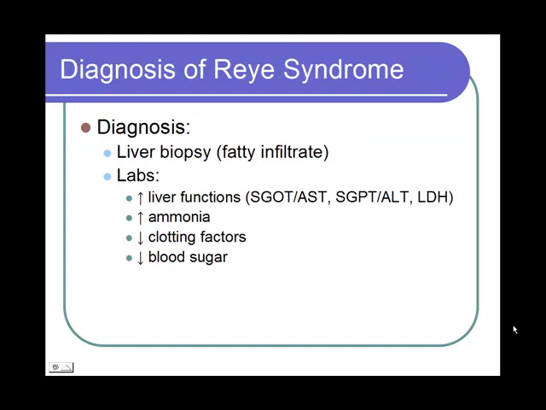So we diagnose it by looking for those things I just told you are the problems. We're going to do a biopsy of the liver and see those fatty infiltrates, and then on labs we're going to look at liver function, which is our AST, ALT. The old names for those were SGOT, SGPT, and LDH. We're looking for elevated ammonia levels because they can't convert ammonia to urea. We're also looking for decreased clotting factors and decreased blood sugar.